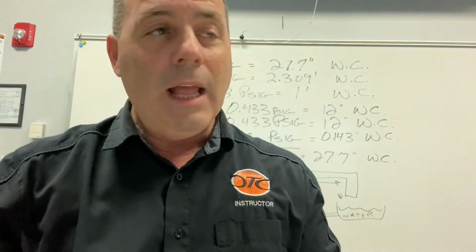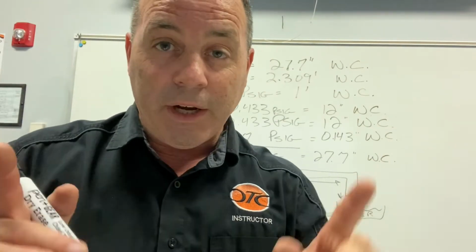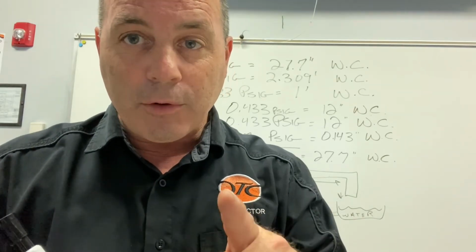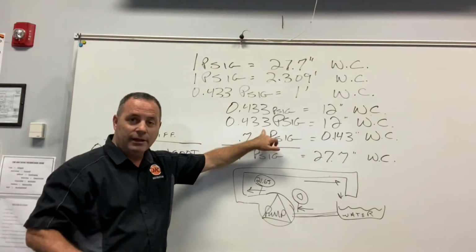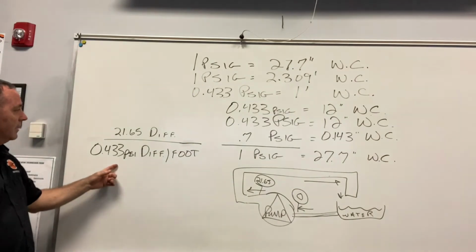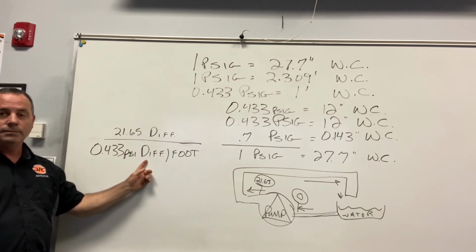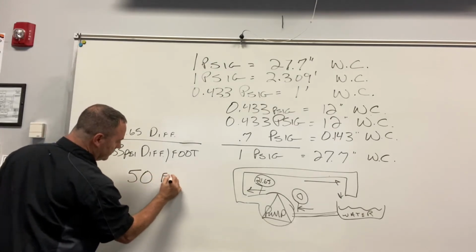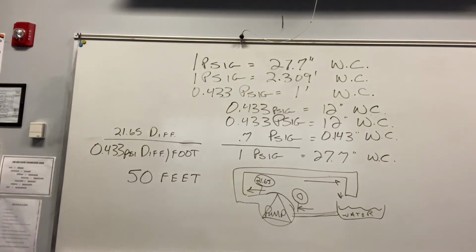What we want to know is, if 2.165 is your PSI difference in pressure, what is the length in feet it can push? Well, what did we say was the fraction to use per foot? 0.433, correct? So let's do that. We're dividing the difference in the pump pressure by 0.433 per foot, and this comes out to 50 foot. Got it? That comes out to 50 foot.